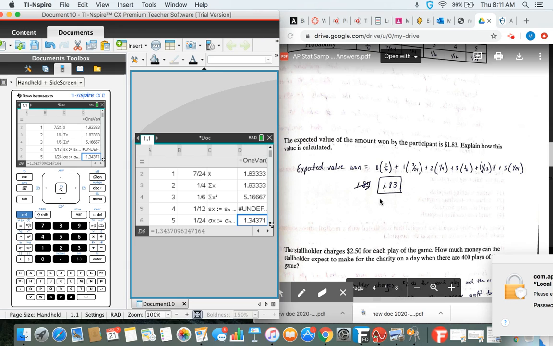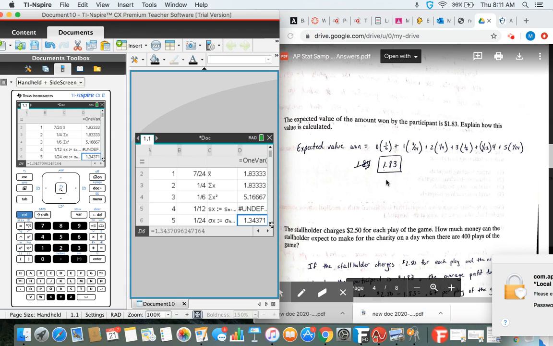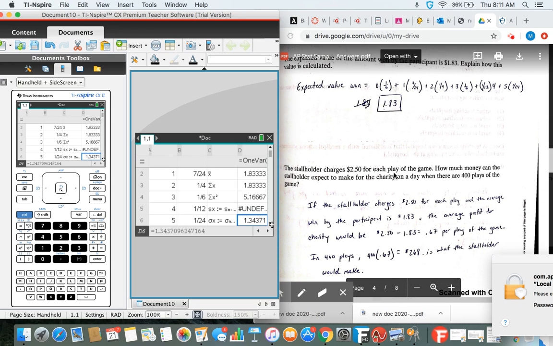So there's our expected value. All right, now to me, explain how this value was calculated. I showed my work here. I took each x and I multiplied it by that specific x's probability. And it's the sum of those. And there it is, 1.83.